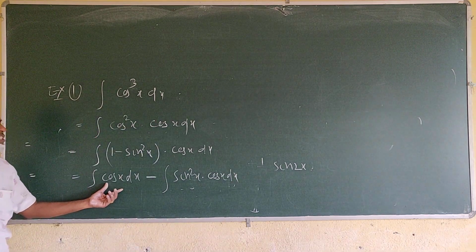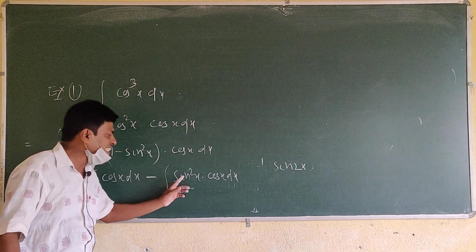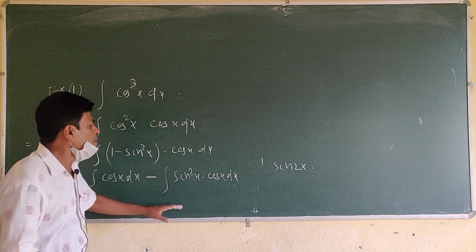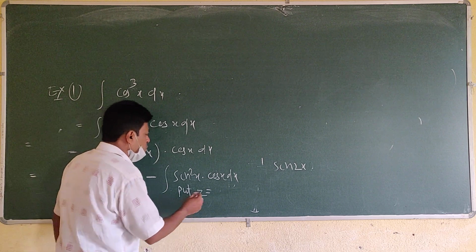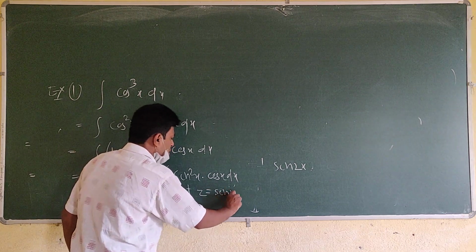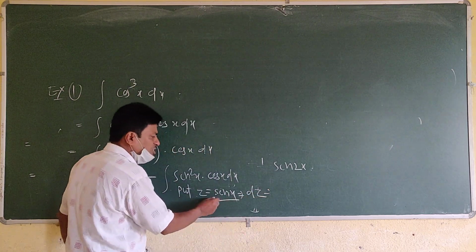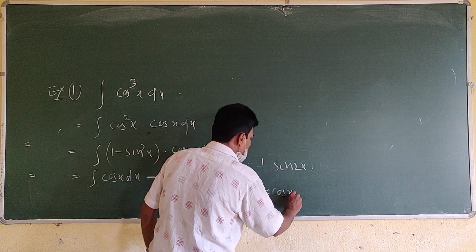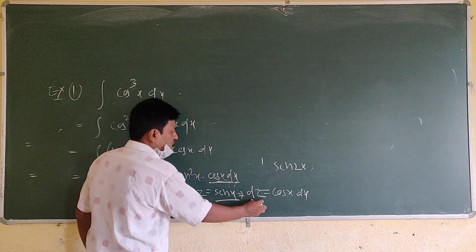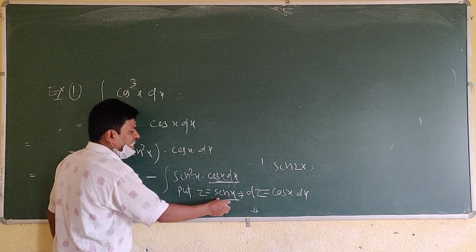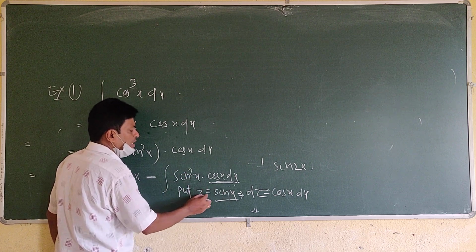The integration of cos x, you already know, is sin x. But in this case, using the substitution method, put z is equal to sin x. So dz is equal to the derivative of sin x, that is cos x dx. In this exercise, cos x dx is already present, so instead of cos x dx, you can put dz. Since sin x is equal to z, sin square x is equal to z square.